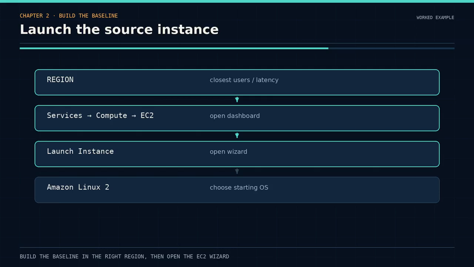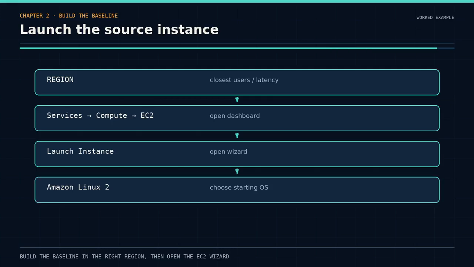The reason for making these choices deliberately is simple. A later AMI preserves what you configure here. If the baseline is careless, the repetition will be consistently careless. Practice the decision aloud. Where should the source live? The answer is the region that fits the users and the application's latency and availability needs. Start with the right place, then choose the right operating system image.